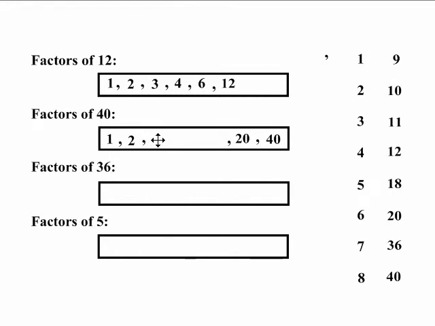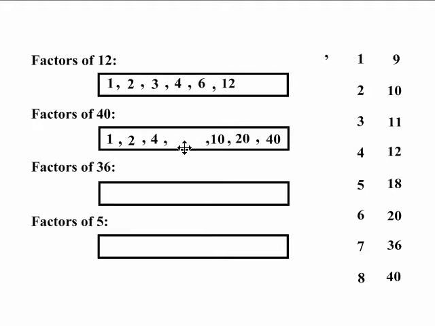Then we try 3, but 3 doesn't work. 3 times 13 is 39, and 3 times 14 is 42. We've skipped over 40. 3 is not a factor of 40. Then we try 4. 4 is a factor of 40 because 4 times 10 is equal to 40. So we place our 4 and we place our 10. And we have done our third layer of this onion.